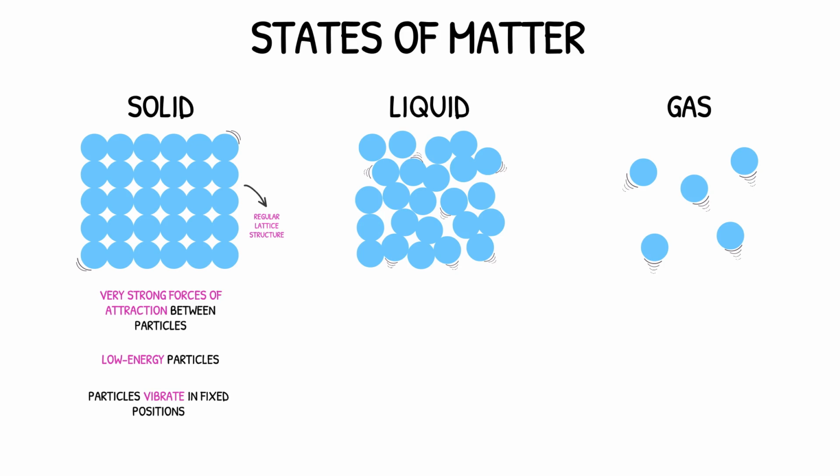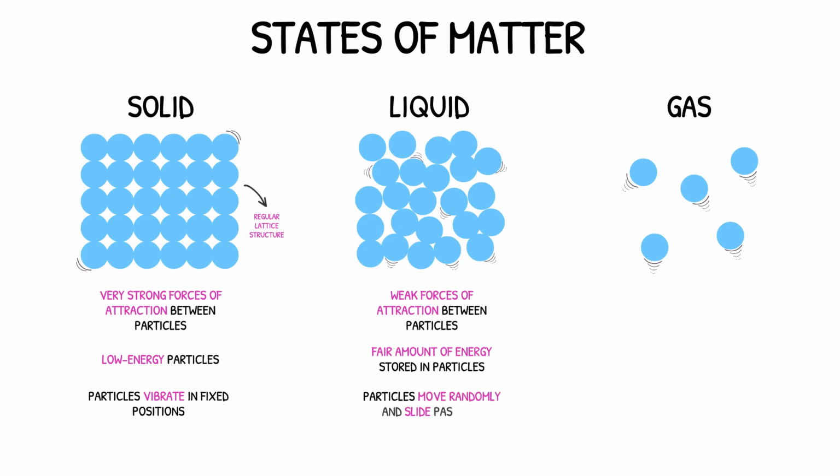In a liquid, the forces of attraction between the particles are weak, and this explains why the particles are more loosely arranged. However, the particles in a liquid are storing quite a bit of energy, and so are able to move around more than those found in a solid. We describe the particles in a liquid as moving randomly and sliding past one another.